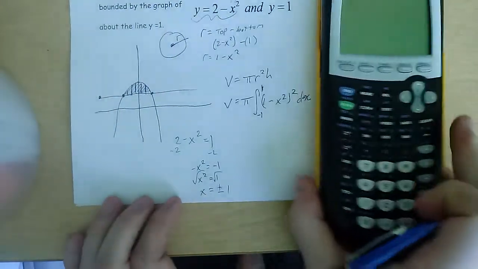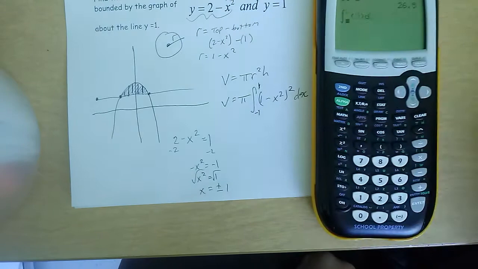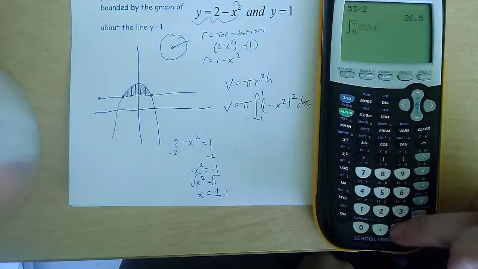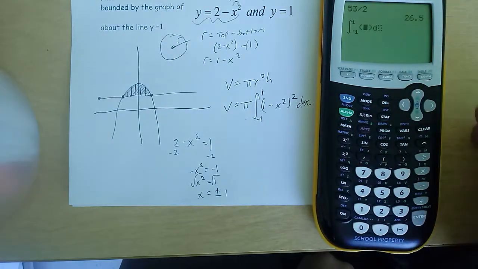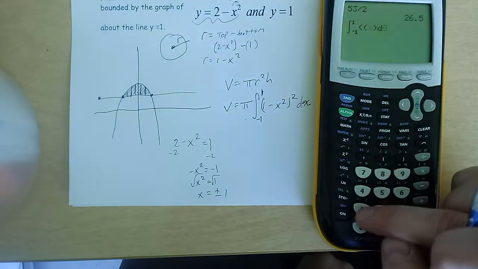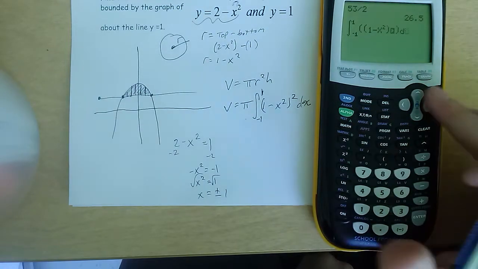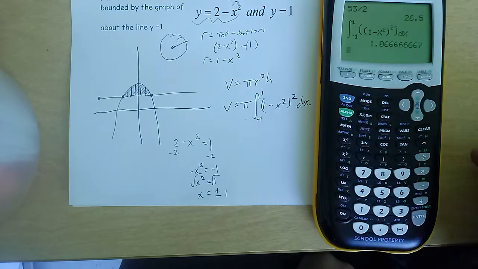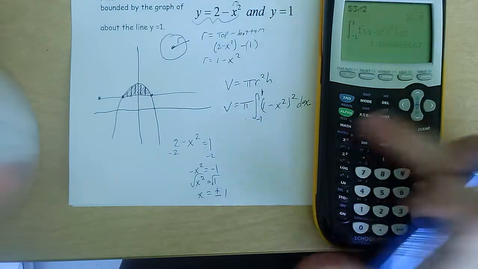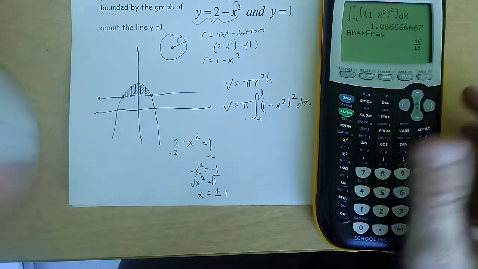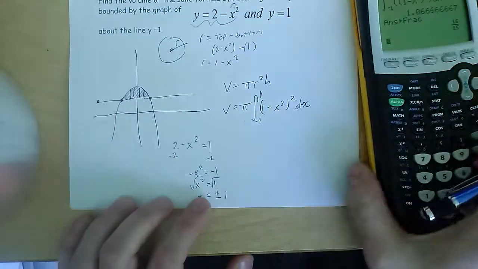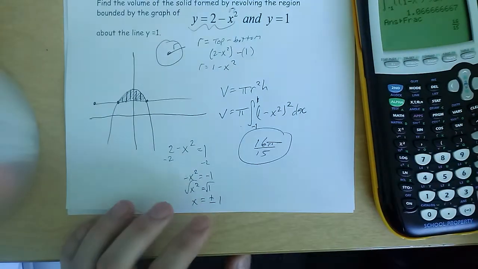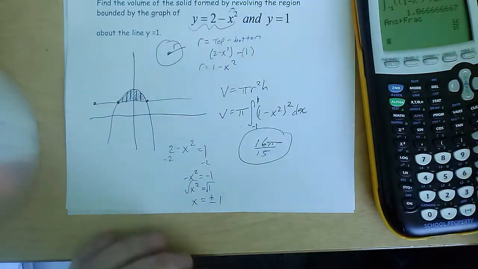So now that I have this integral, I can set it up and just evaluate it. So negative 1 to 1 of (1 minus x squared) squared dx. I got that, which I'm going to convert to a fraction, because that has a repeated decimal. So 16 over 15, and don't forget the pi. So 16 pi over 15. And it's volume, so if there were units, it'd be units cubed.